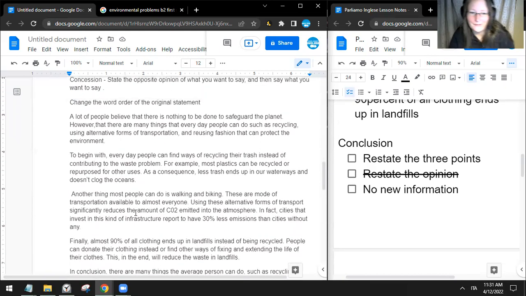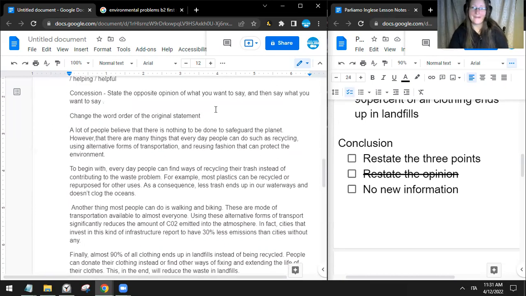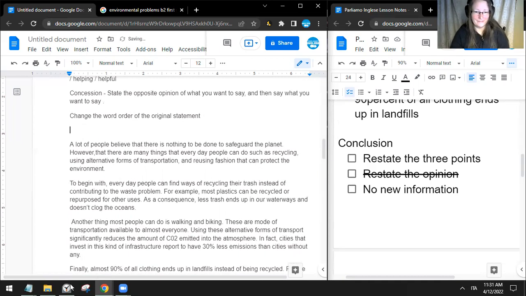Okay, so there we go. There's our base essay. Of course, we should always take a couple of minutes at the end. Actually, let's see what we're doing for time. We have like 11 minutes and I've spent so much time talking. So that's fine. So a lot of people believe that there is nothing to be done to safeguard the planet.